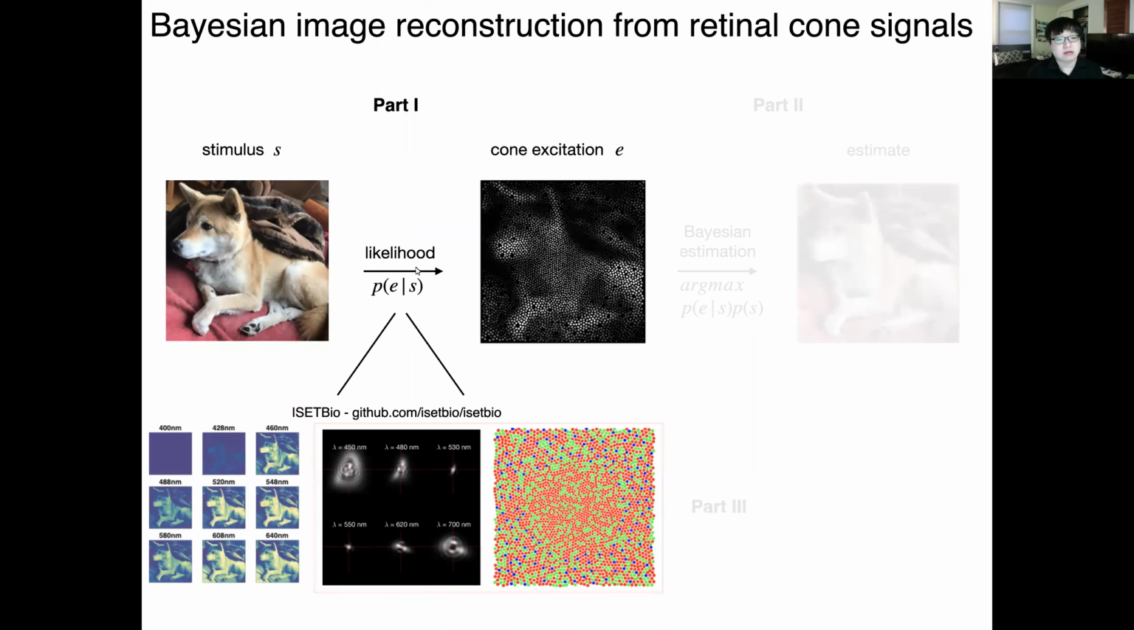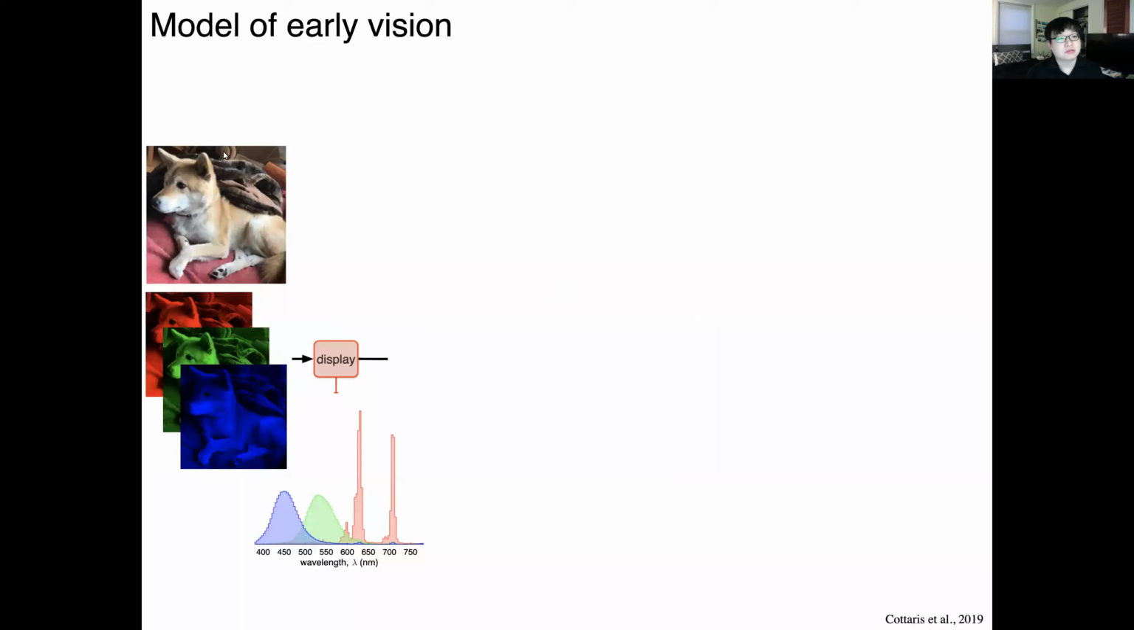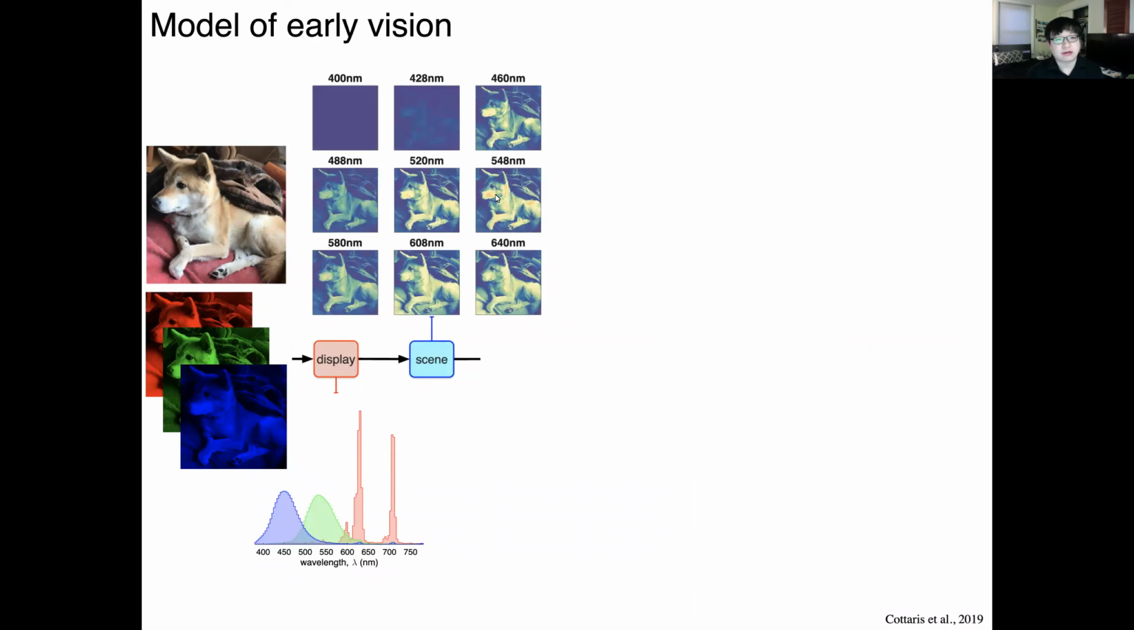Let's start with our likelihood function. To recap, we need to model how stimulus gets translated into pattern of cone excitation. We start with showing some image on a display. So the red, green, and blue channels of the image modulate the 3 primaries of the display, each generating light energy within specific wavelengths. This produces a pattern of spectral irradiance that we are visualizing here at 9 example wavelengths.